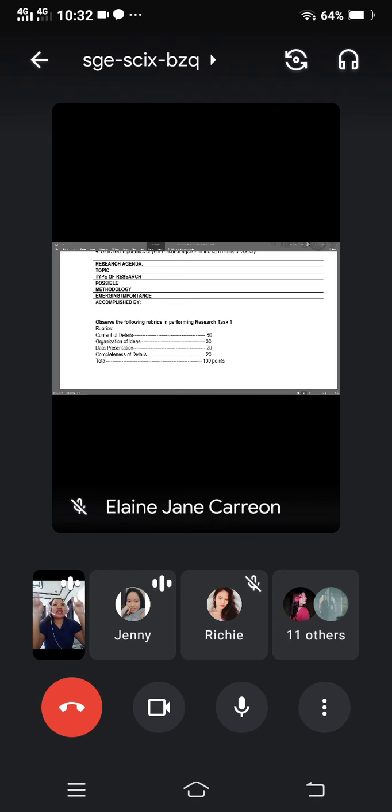Yung research task number 2. Okay. Research task number 2, it's up to you kung gagawin nyo na siya o hindi. Or kung maghihintay pa kayo kasi magdi-discuss pa ako, kung makikita nyo, after ng research task 1, meron tayong discussion pa na how to formulate your title talaga. And some of the titles, example titles, na nakalista doon. Kung makikita nyo doon sa module ninyo. So, i-discuss pa natin yon.